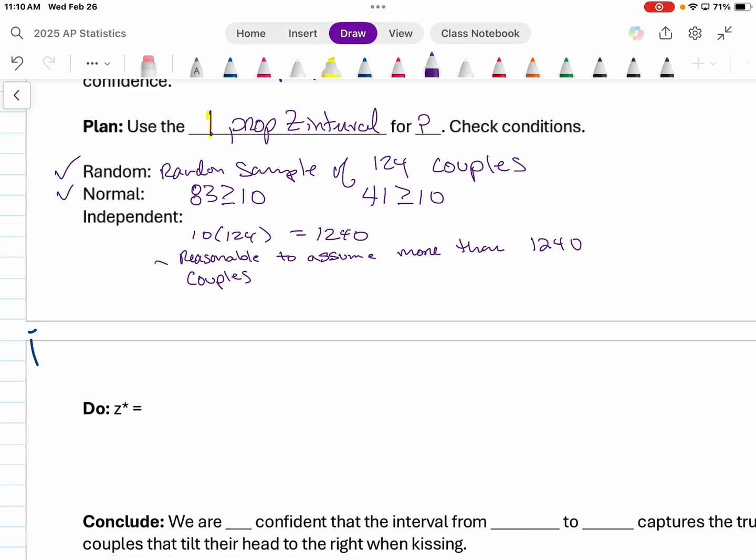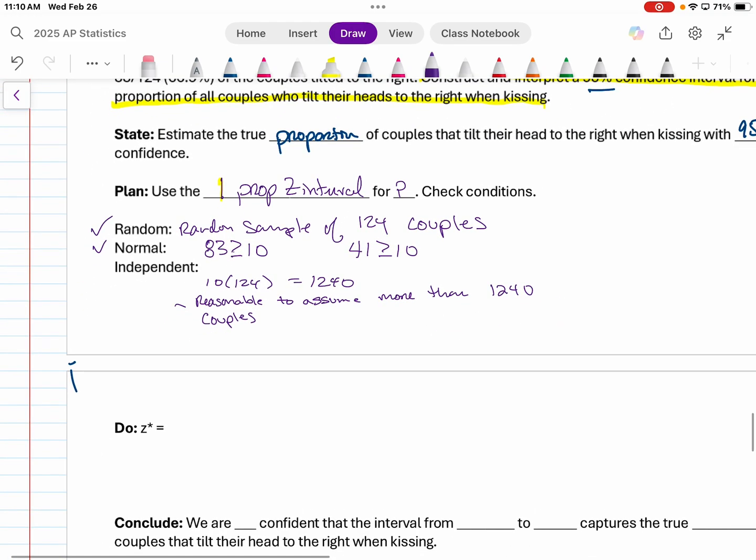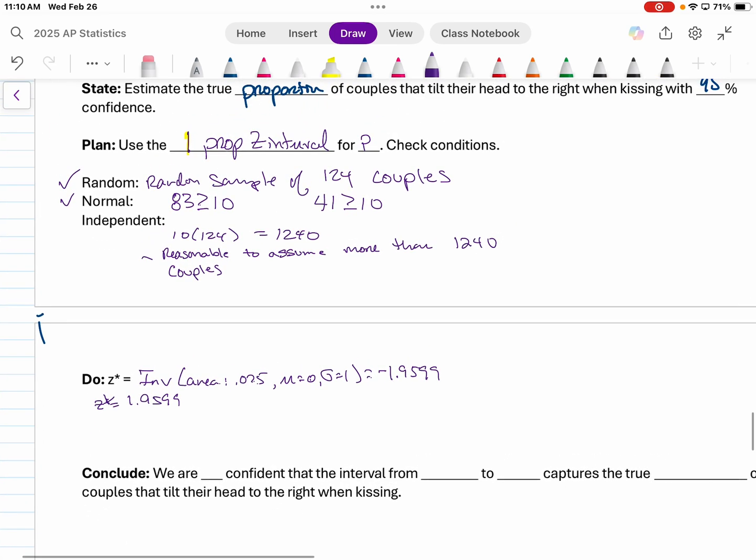So now, my Z star. Again, if you want to do inverse norm, my area is 0.025. That's what I'm going to use. You can use the 0.975 if you want. And then my mean is 0. My standard deviation is 1. And that gives me a negative 1.9599, which we know we're going to use just 1.9599. That's what we're going to use. Just the positive version. Now I'm ready for my calculator work.